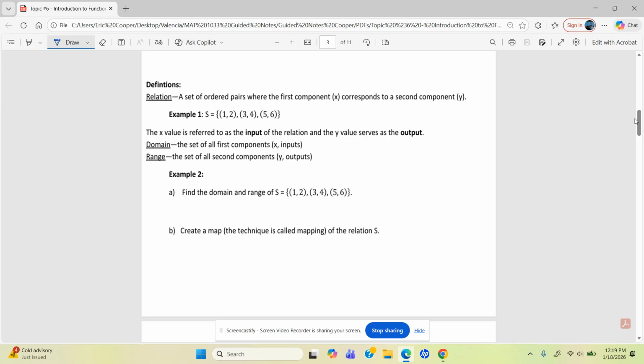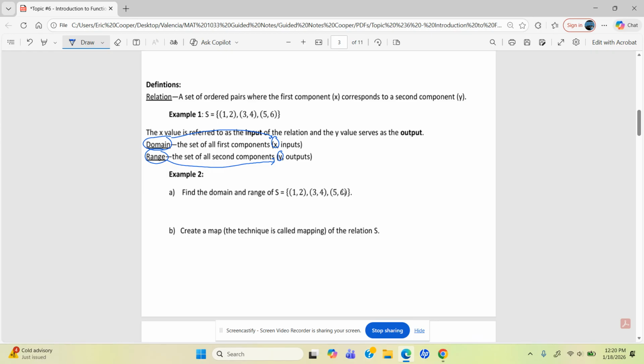Now we have some other names for the inputs and the outputs, so we don't have to keep calling them input and output. We're going to refer to the input as the domain, the set of all the first components. The way you can think about it is all of the x values are what we're considering the domain, and the y values, or the outputs, are called the range. A lot of the time you're going to hear me refer to the x values as the domain and the y values as the range. And in a function, the domain is what you input into the function, and you output the range.